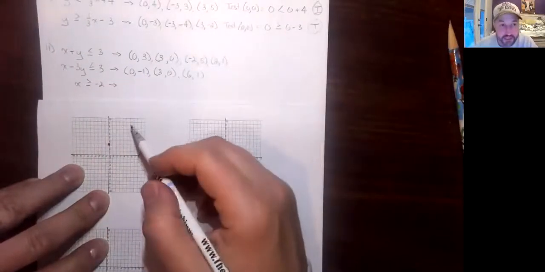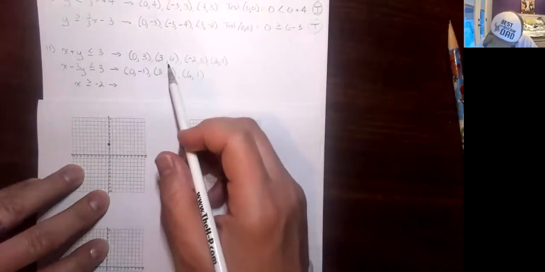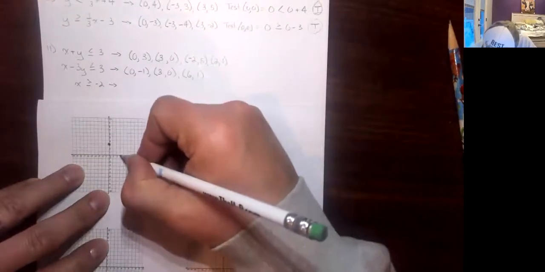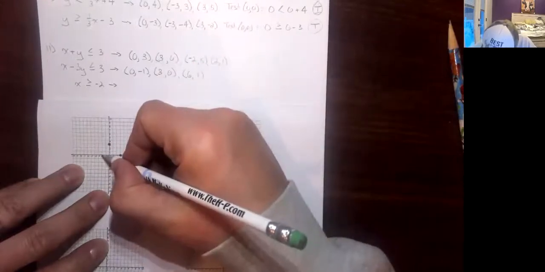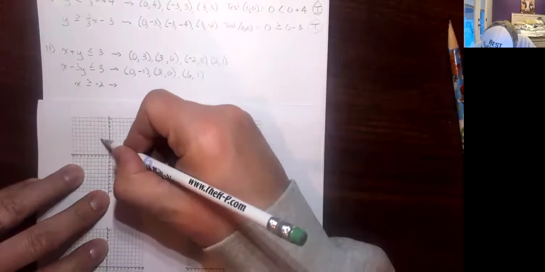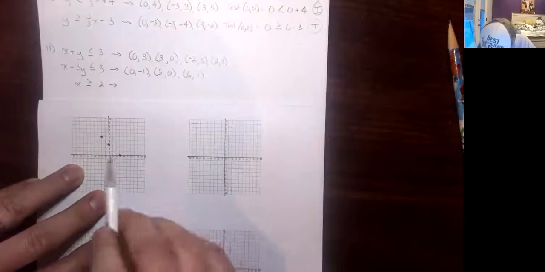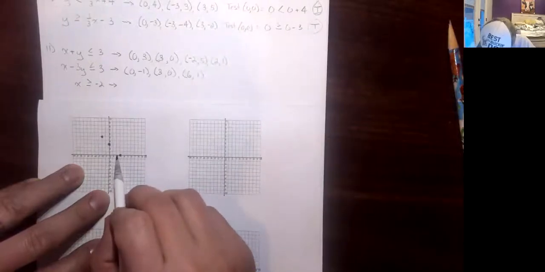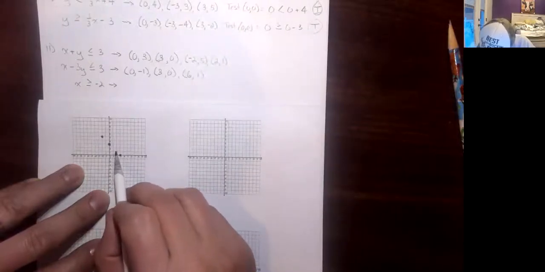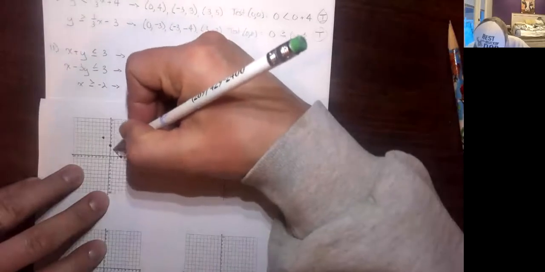I got to snug up here to see my small numbers. My next point, I could go 3, 0. Then I can go negative 2, and I found out that was 5. And then I went 2, which I didn't have to, and found out that was 1. Now this one is equal to, so it's a solid line.